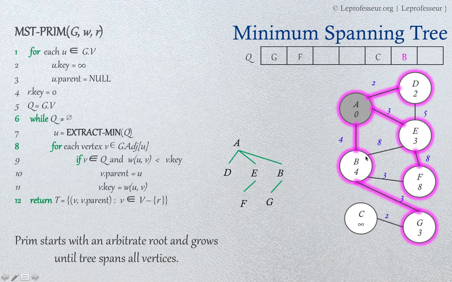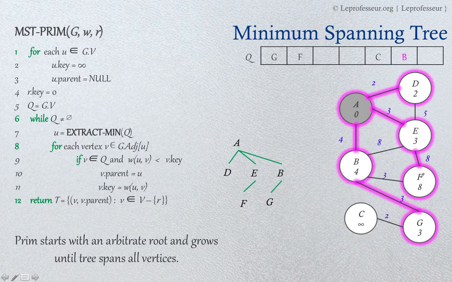So let's see, we take G this time. G, earlier the value of the key was infinity, and G is still in the queue, so we do the same operation. We update its key value, and we update its parent: the parent of G is B. Now we see another adjacent vertex to B, which is F.